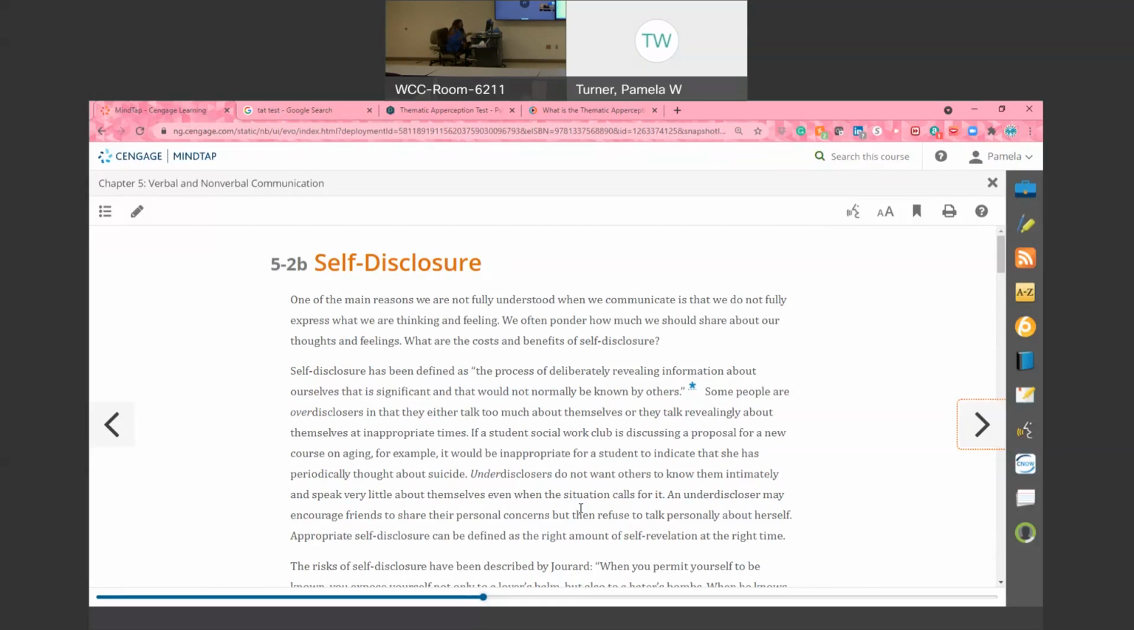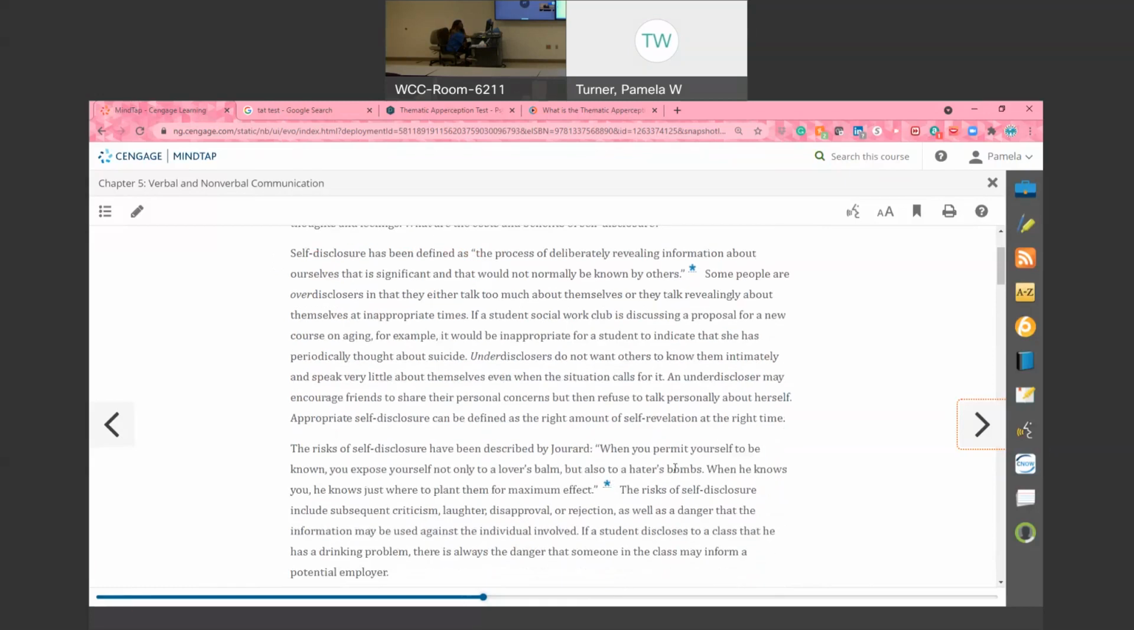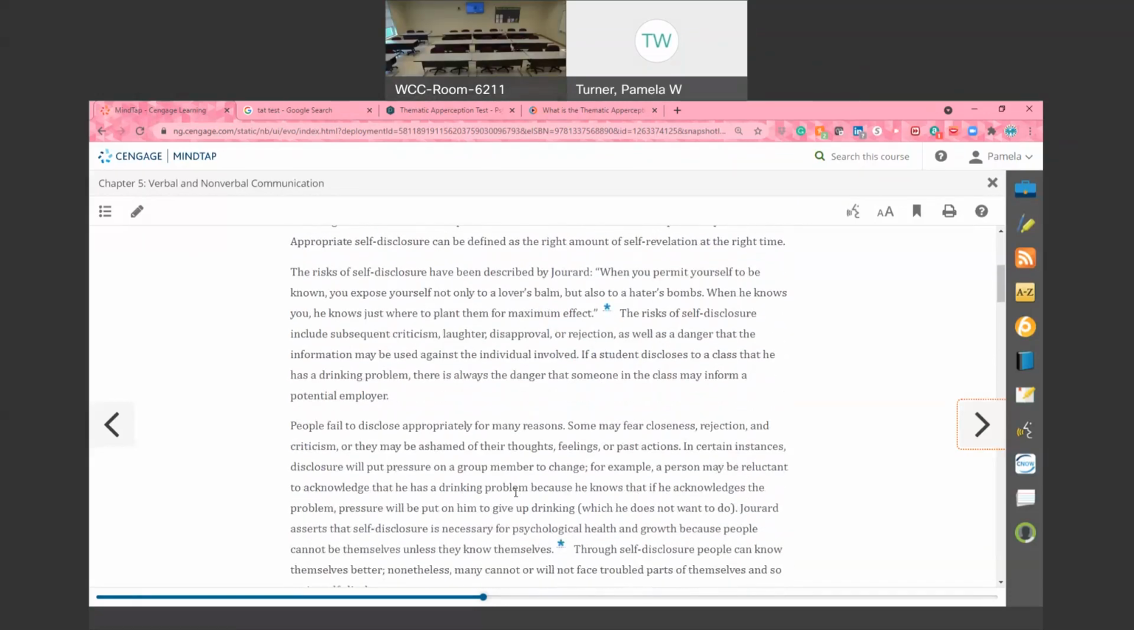The risk of self-disclosure can be described, by Johari, as when you permit yourself to be known, you expose yourself not only to a lover's bomb, but also to a hater's bomb. A lover's bomb, the sweetness, or a hater's bomb, which can blow up in your face. Because he knows you, he knows just where to plant them for maximum effect, right? Then there is failure to disclose appropriately, for many reasons. Some people fear closeness, rejection, criticism, or they may be ashamed of their thoughts.